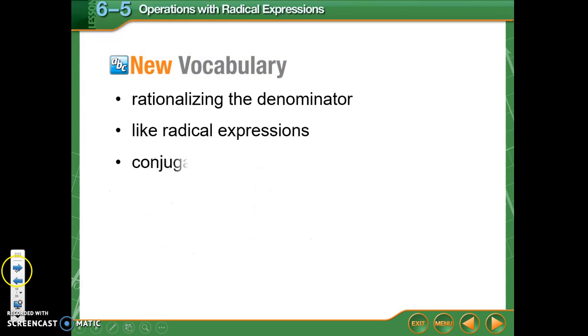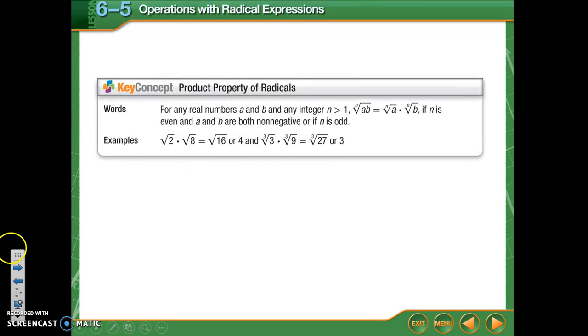Okay, so look for terms like rationalizing the denominator, which you should know what that means, like radical expressions, and conjugates, which you should also know. So the product property of radicals, you should remember this from chapter 4. But for any real numbers a and b, and an integer n greater than 1, if I have the nth root of a product, that's the same as the product of the roots.